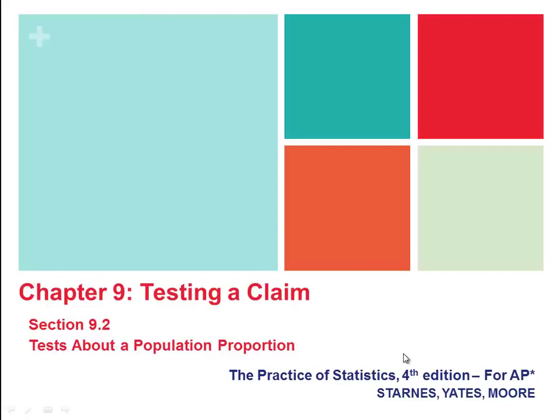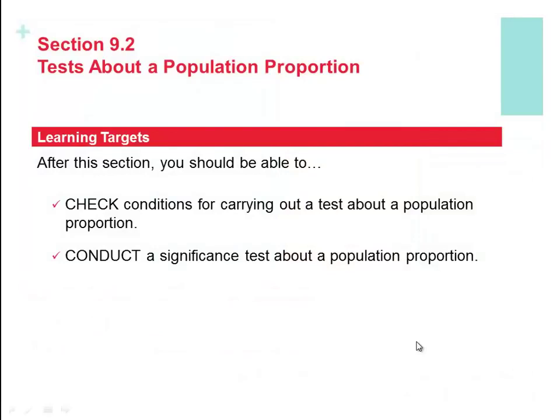Section 9.2, Test about a population proportion. In this section, we're going to check conditions for carrying out a test about a population proportion and conduct a significance test about a population proportion.